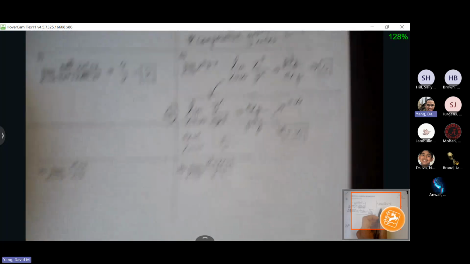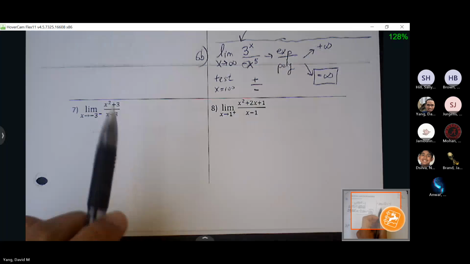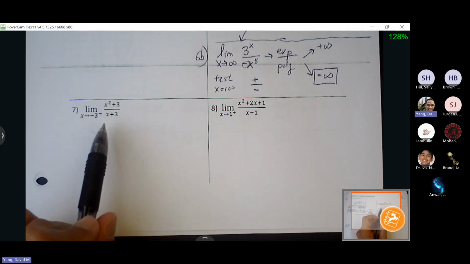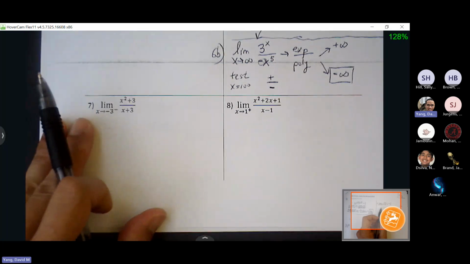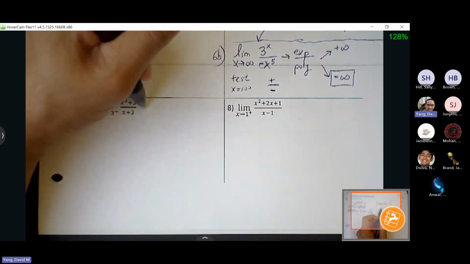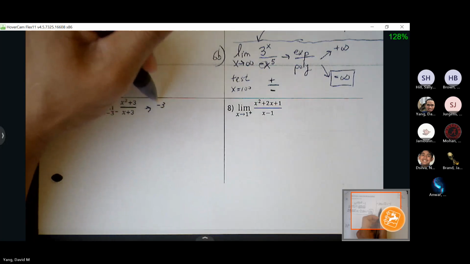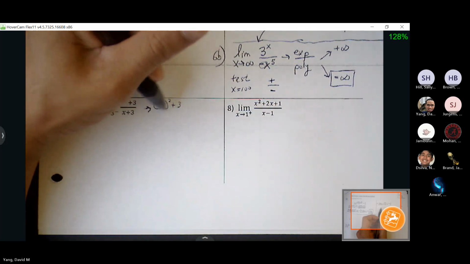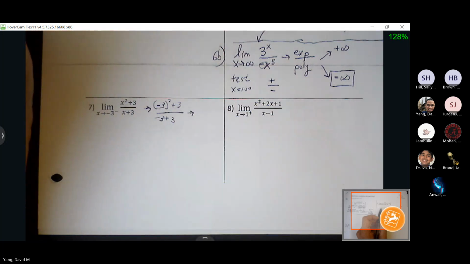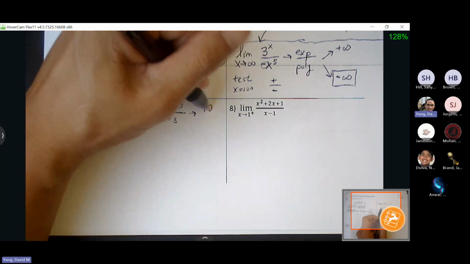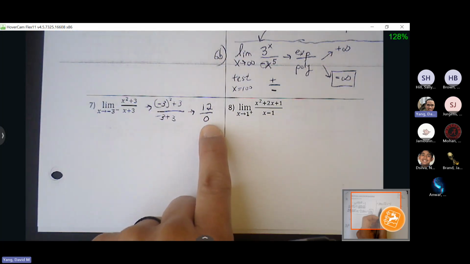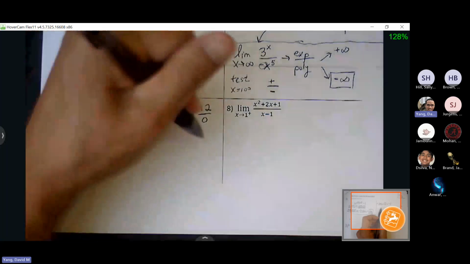Okay, number 7. First things first, we are always ignoring the one-sided limit, right? We don't want to assume anything here. So we do direct substitution first, -3 in for x. So here I'm going to get 12 over 0, and this is very telling because this is not indicating that there's a hole. There's a what here at x equals -3.